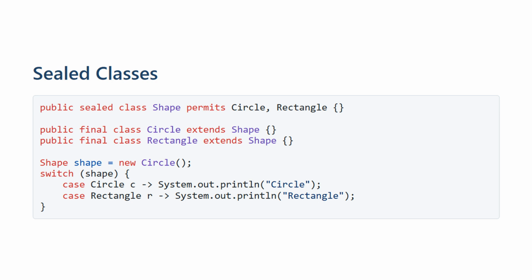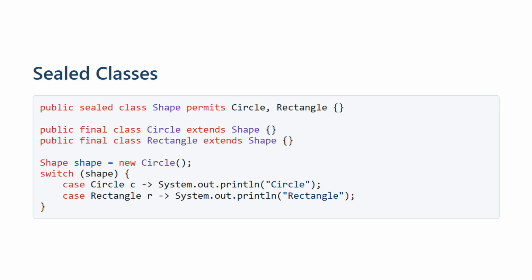Sealed classes allow you to restrict which classes can extend or implement a base class. This is useful when you want a closed hierarchy, meaning only specific subclasses are allowed. In the example, we define a sealed class called Shape. Right after the class name, we use the permits keyword to list the allowed subclasses, Circle and Rectangle. This means no other class can extend Shape.